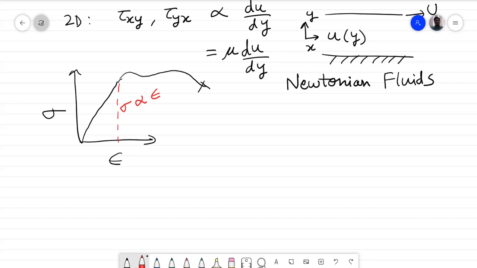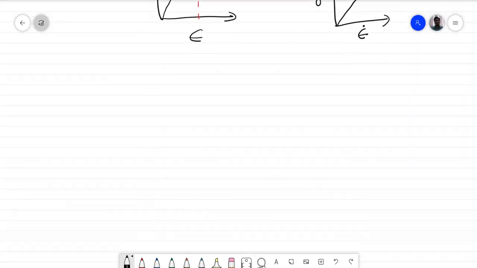In case of fluids, because epsilon continues to change, there is a continuous deformation. Therefore, plotting sigma versus epsilon has no meaning in fluids. What we plot is epsilon dot, which is strain rate, how the strain is changing with time, versus epsilon. And we said that for Newtonian fluids, this is a straight line. So how is this strain rate the same as du by dy? I did not discuss this, so I'll discuss it now.